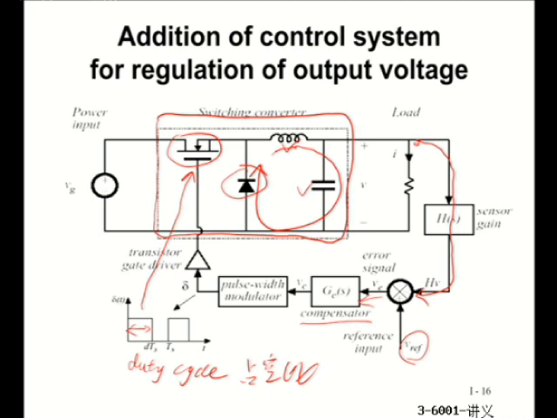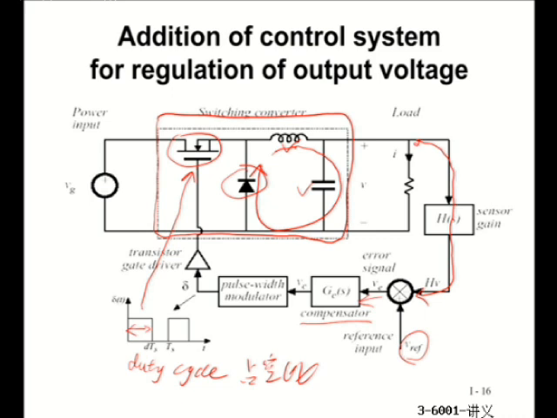When duty cycle is enlarged, this voltage, VS voltage, will be staying at 100 volts for longer time and staying at 0 voltage level for shorter time. So therefore, the average value of this waveform will be getting larger. So therefore, the output voltage will increase.